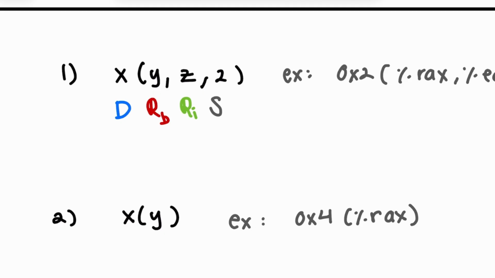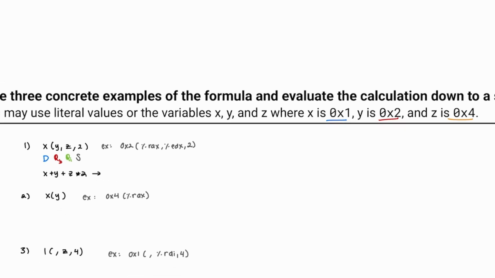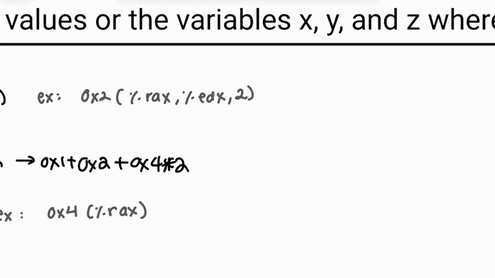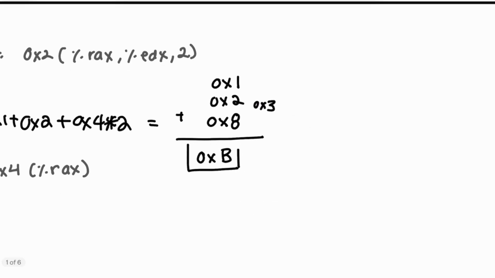2. So we have to do X plus Y plus Z times 2, which, if we look at our key, would be 0x1 plus 0x2 plus 0x4 times 2, which would become 0x1 plus 0x2 plus 0x8. 0x1 plus 0x2 is 0x3. 0x3 plus 8. 3 plus 8 is 11, and in hex that would translate to B. So this is how we calculate the address. Again, this is our address.